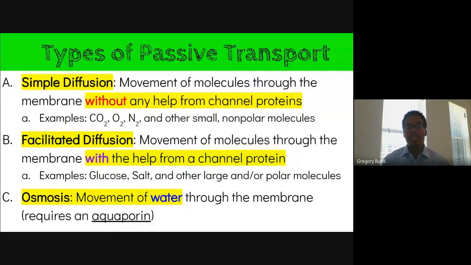That is not necessarily something you need to know for this class, but it's just good to keep in mind that osmosis is specifically for water. So these are the three types of passive transport. I'm going to leave this on the screen for, let's call it 20 seconds to make sure that you at least have all of the highlighted words written down.